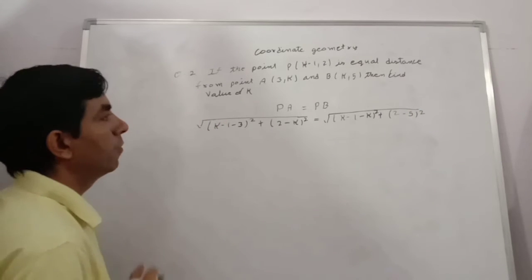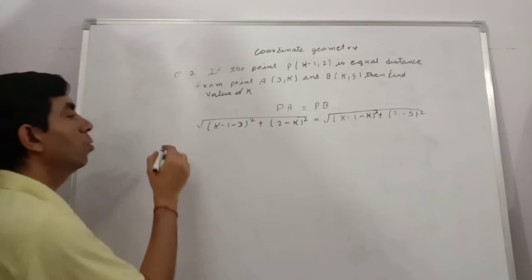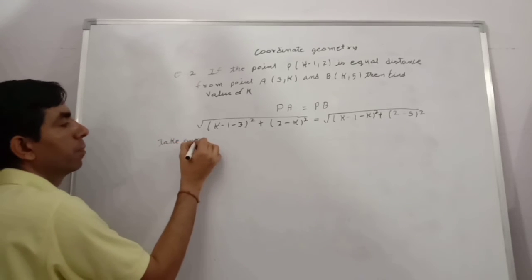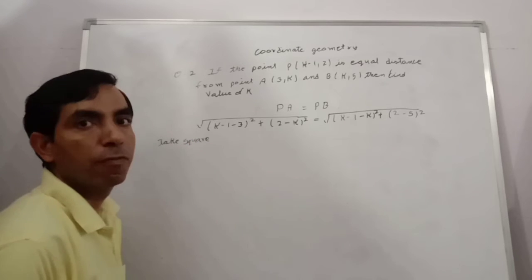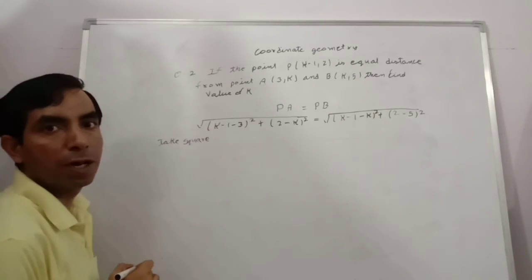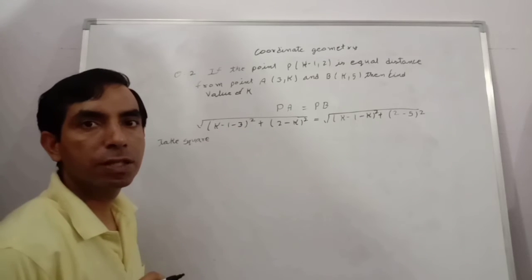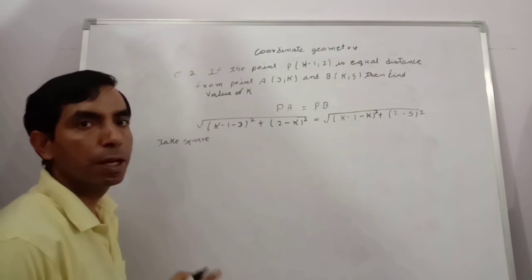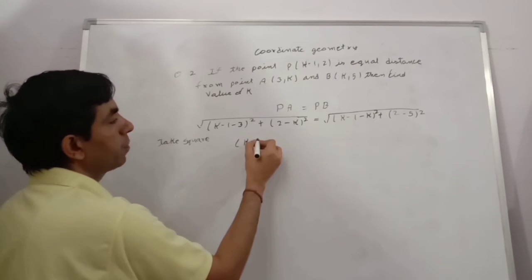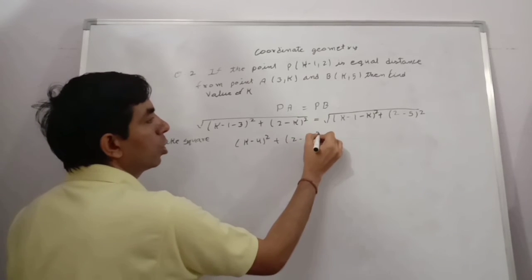Now, we see that both sides are square roots, so take the square. By taking the square, we remove the square root. Now we solve it. k minus 1 minus 3: here we can add minus 1 and minus 3 because both signs are the same and both are numbers. So it will be k minus 4 whole square plus 2 minus k whole square.